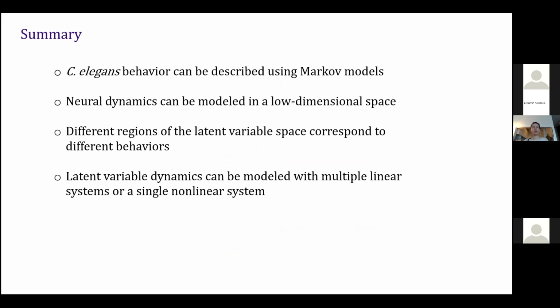So in summary, C. elegans behavior can be described using Markov models and neural dynamics. They can be modeled in this low dimensional PCA space. So you don't have to look at all 100 neurons, you can just look at the principal components and kind of understand what's happening in the dynamics. Different regions of the latent variable space correspond to different behaviors, experimentalists have found. And then the latent variable dynamics can be modeled with either multiple linear models or a single nonlinear model.